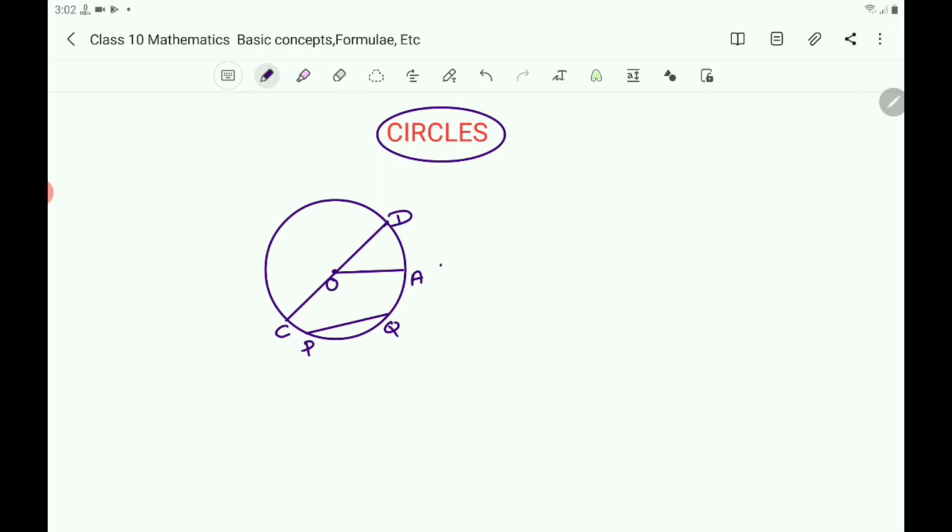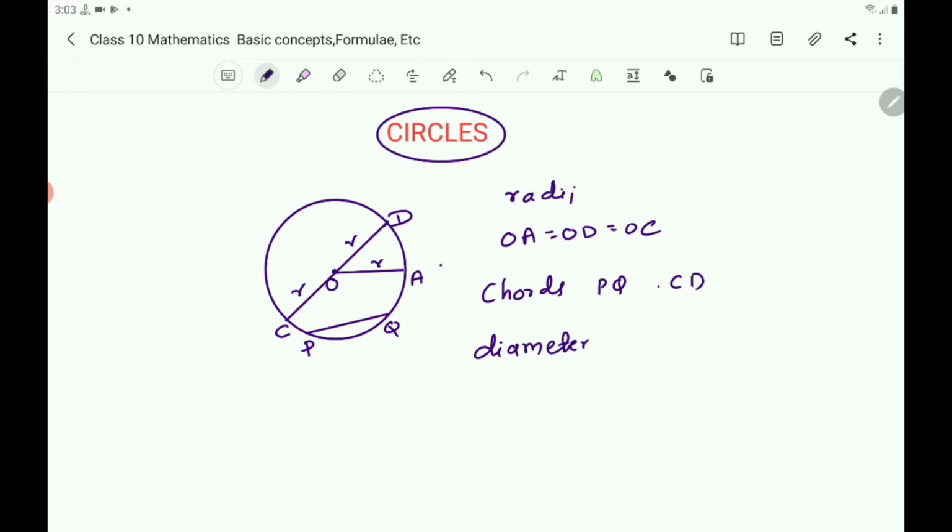Now you know O is the center of the circle and OA is the radius. OD is also a radius, OC is also a radius, and PQ is a chord. CD is also a chord. So the radii are OA, OD, OC, and the chords are PQ and CD. And you know that CD is also a diameter.